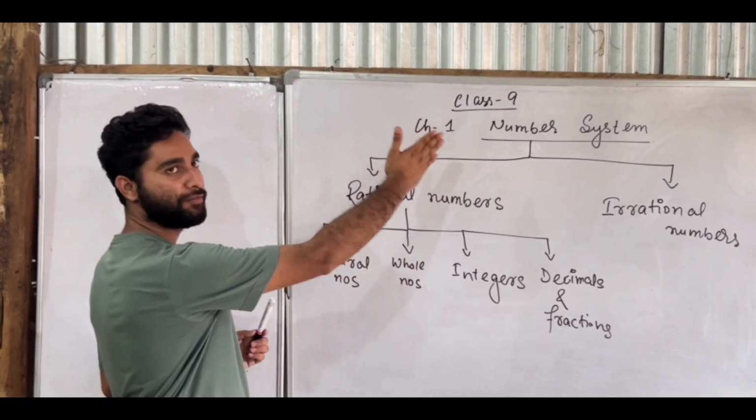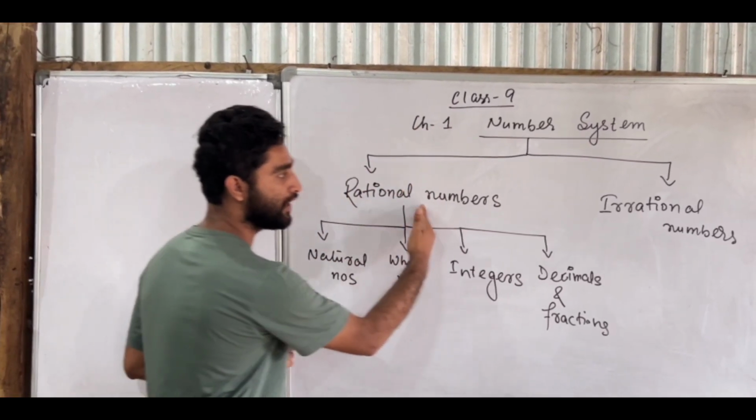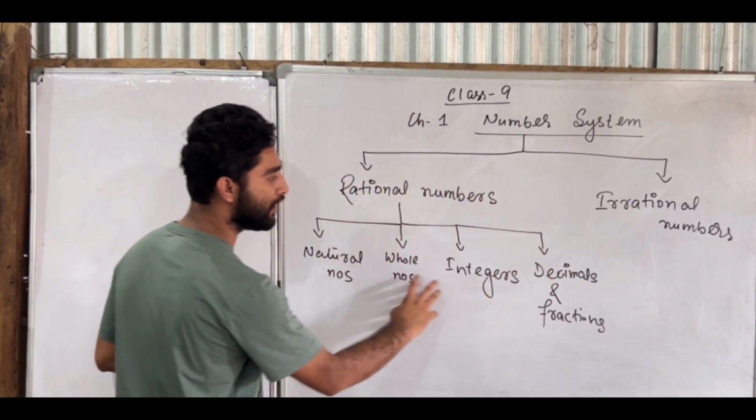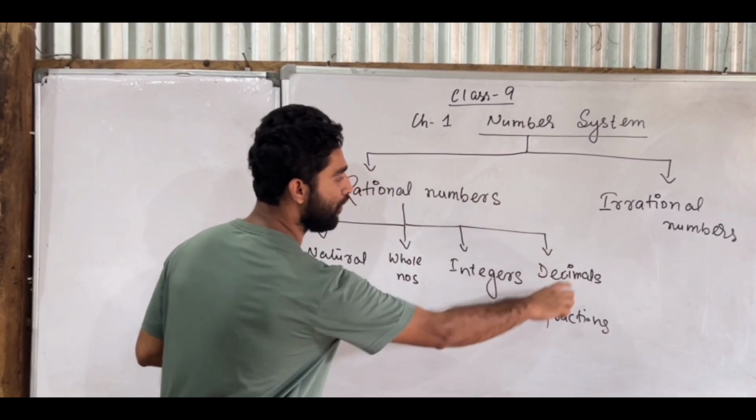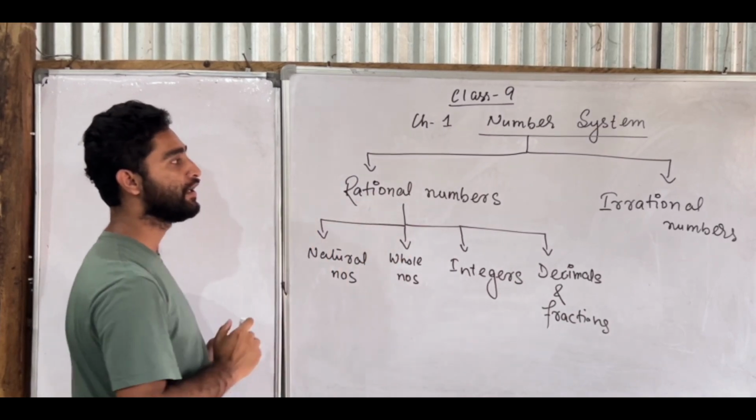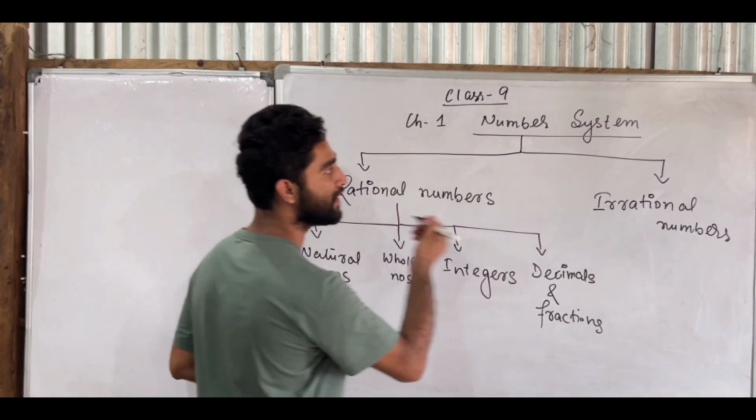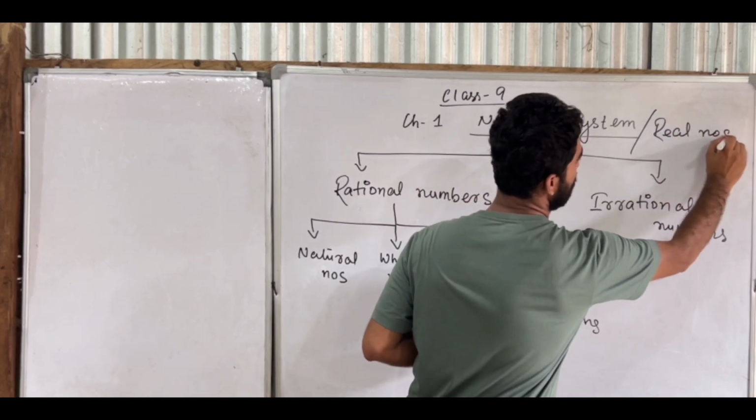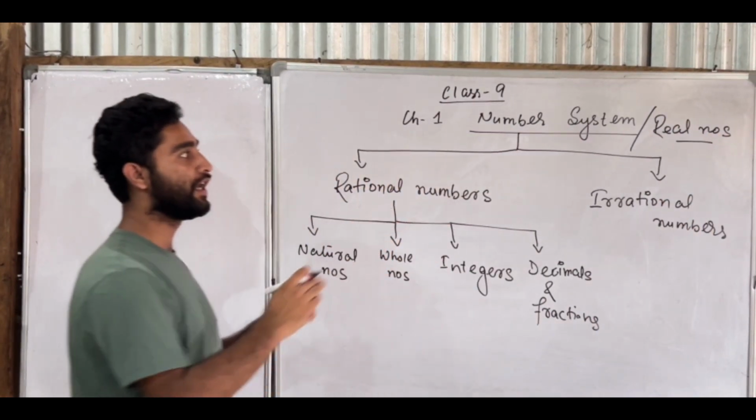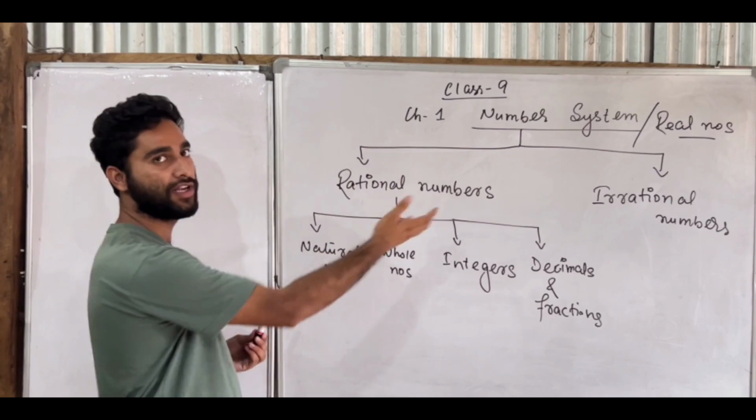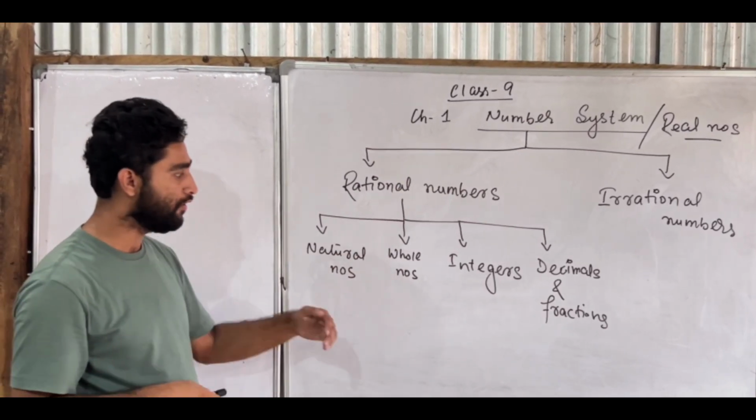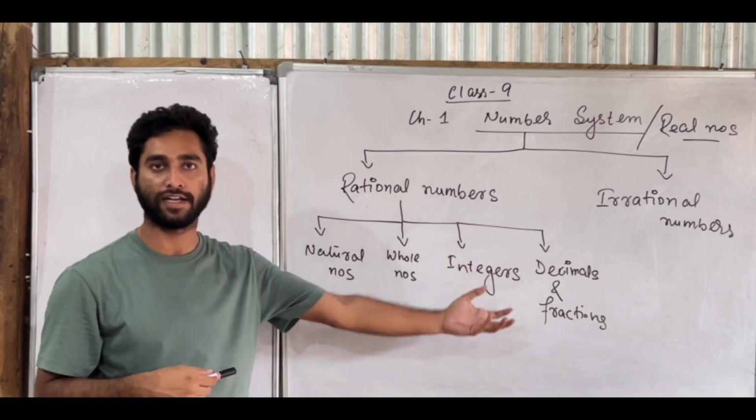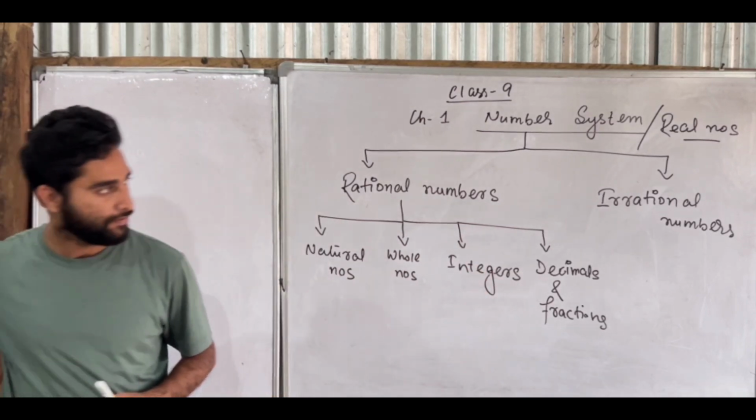The number system can be classified into two types, rational number and the irrational number. Again, this natural number, whole number, integers, decimal, fraction, all together they will constitute our rational numbers. This number system can also be called as the real numbers. So real numbers consist of rational number as well as irrational numbers. Now let's discuss one by one what are natural numbers, whole numbers, integers, decimals and fractions.